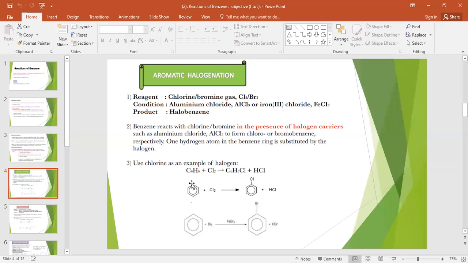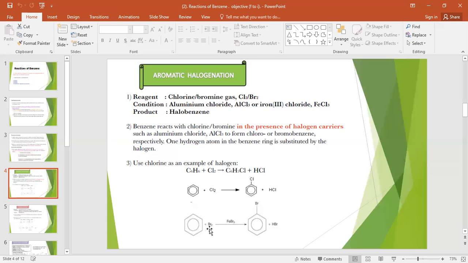Like here, replacement of one hydrogen from carbon number 1, and chlorine attaches itself, and the hydrogen removed from this position will react with another chlorine, forming hydrochloric acid. So in this compound the product is a halobenzene. Which halogen are you going to use? Chlorine, so the name is chlorobenzene.